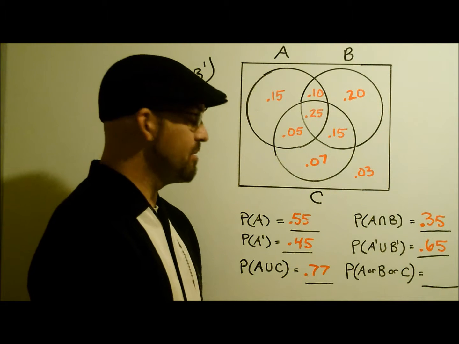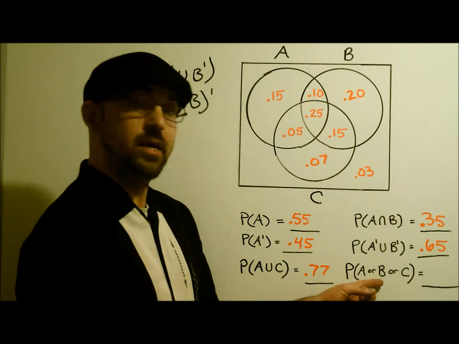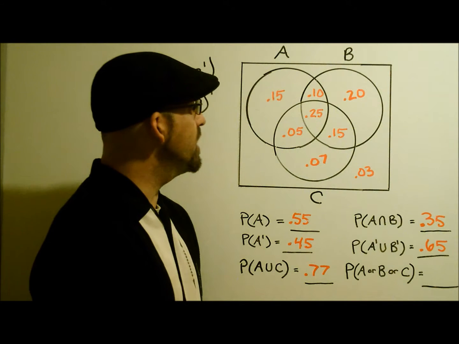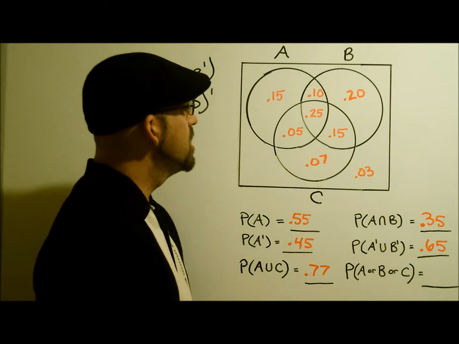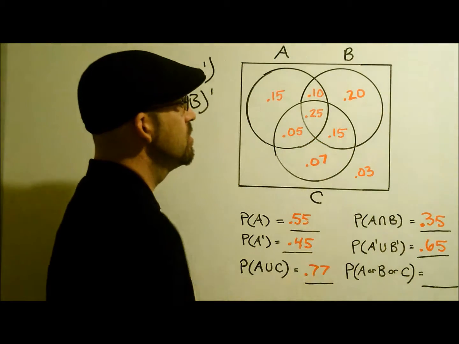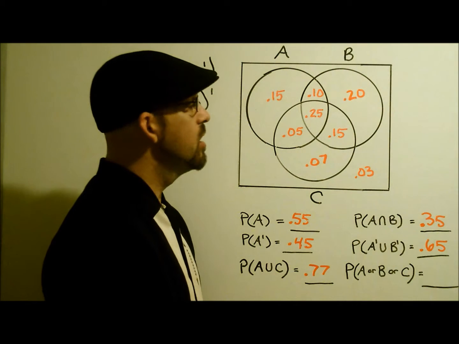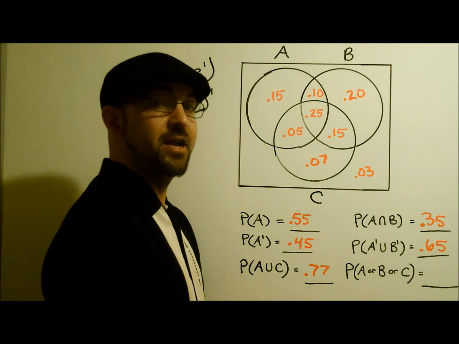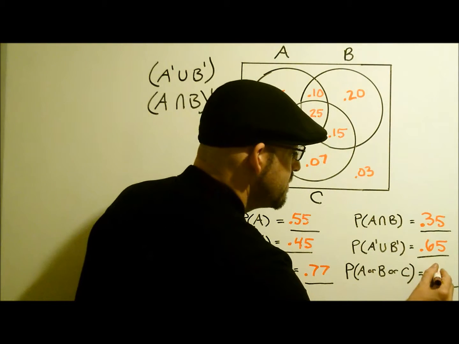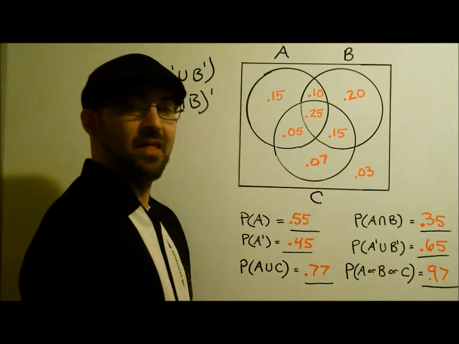Here's another OR problem. Here we have the probability of A or B or C. We've got three probabilities here. So what do we have to do? Just add up all these ones, or we can just take the 100% and subtract what's outside. We end up with 97%. And that's how you do it.